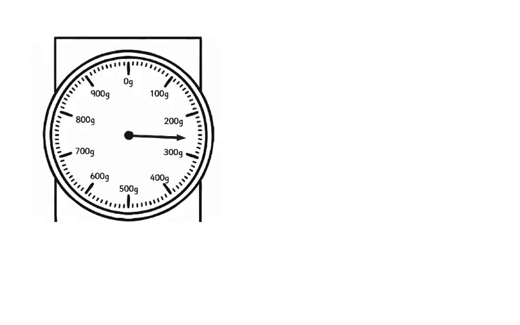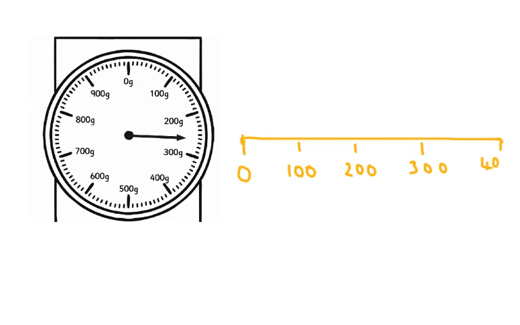Here you can see a weighing scale. Now this weighing scale goes up in 100s. Well done. Let's get rid of that so we can see a clear thing. If we were to have this on a straight line, it would look like this. So don't panic just because you can see it in a circle. It works exactly the same.